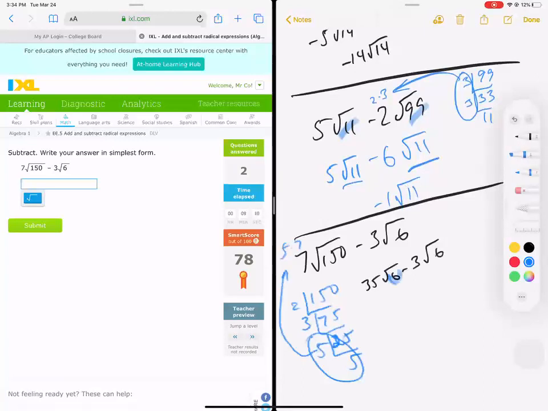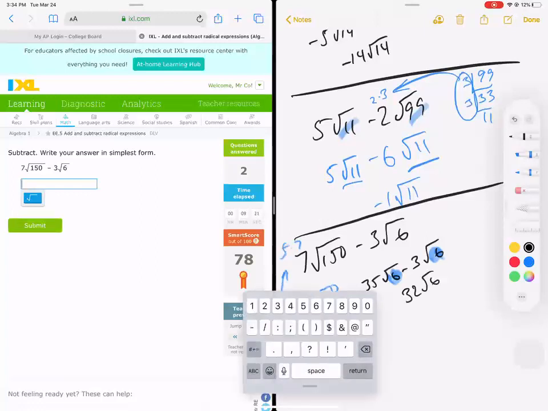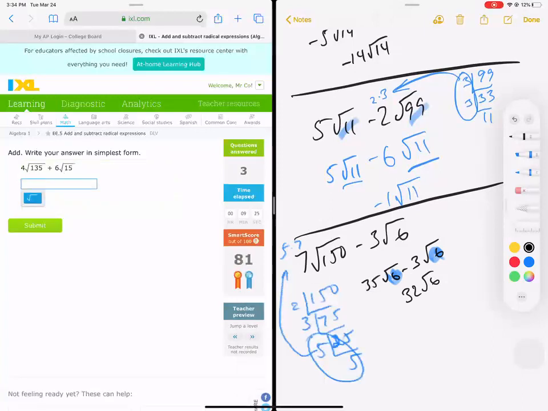Do we have like terms? Yeah, they're both square root of 6. So how many square roots of 6 do we have? We have 35 minus 3, which is 32 square roots of 6. Okay, 32 square roots of 6. All right, wonderful.